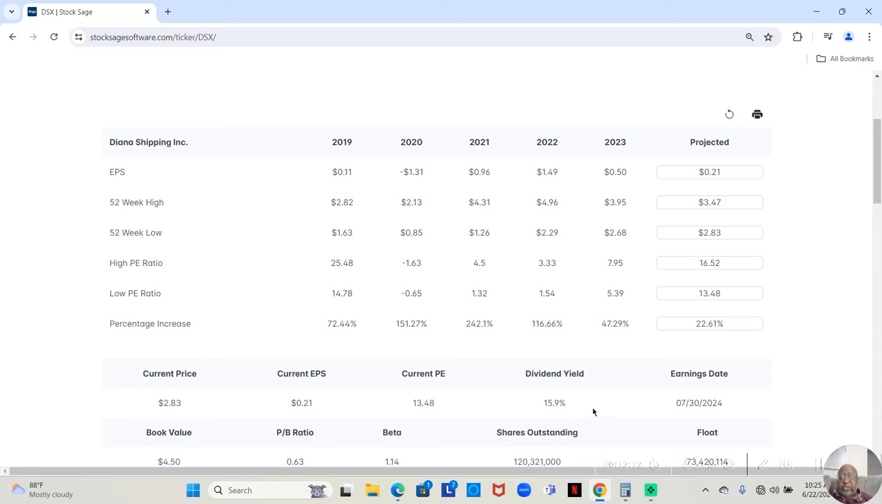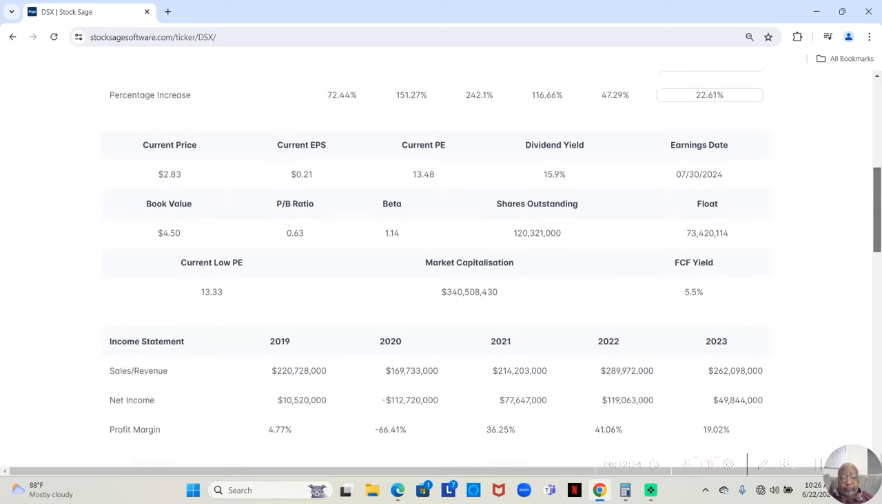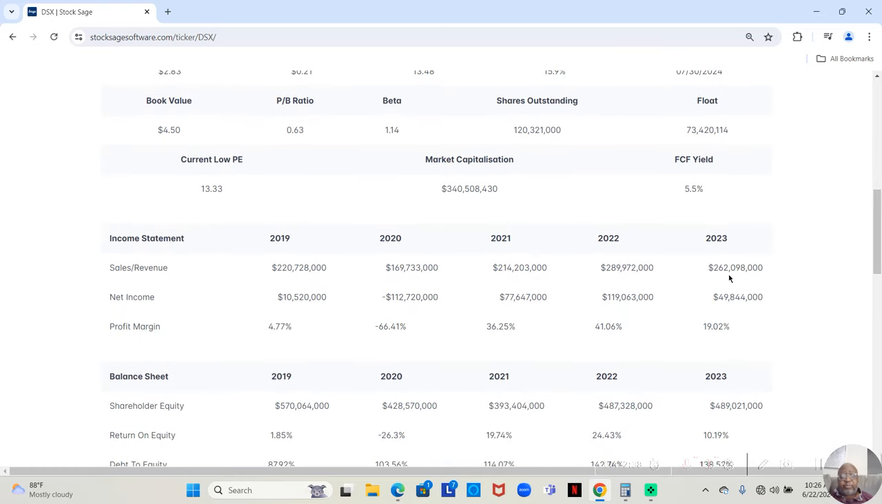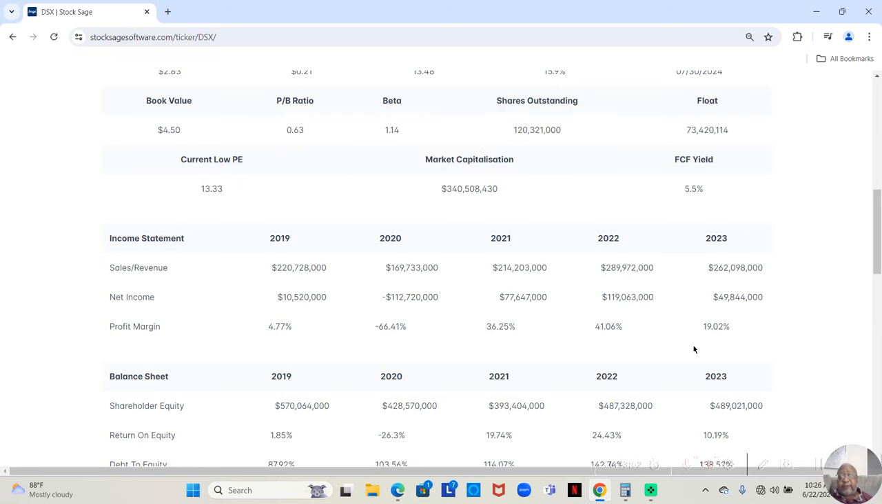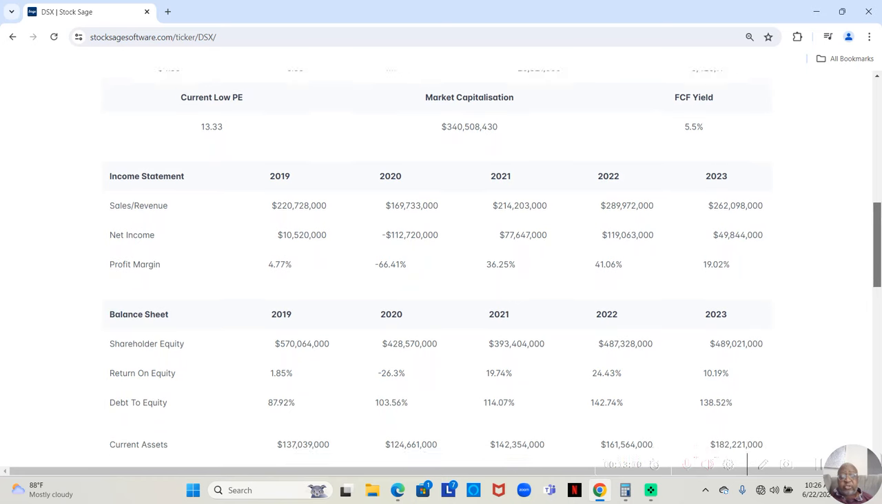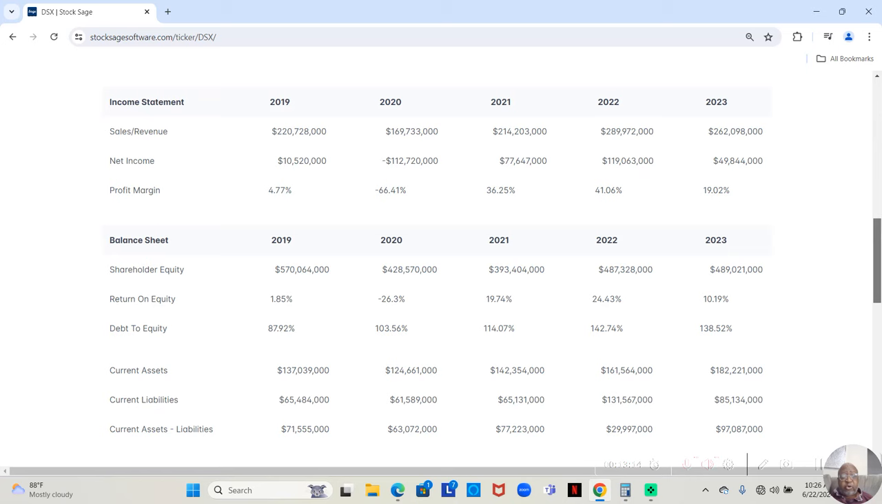So let's say I added it to the watch list and I watched it until it stopped dropping and then bought it on the way back up. I'm getting a 15.9% dividend yield. Now, if we look at the profit margin, not 10%, but that was really because of 2019 and 2020. 2020, COVID lockdown year, they lost money. 2019, the profit margin was 4.77%. But in 2023, it was 36.25. 2022, it was 41.06. And 2021, it was 19.02. So the last 3 years have given us a pretty decent profit margin.